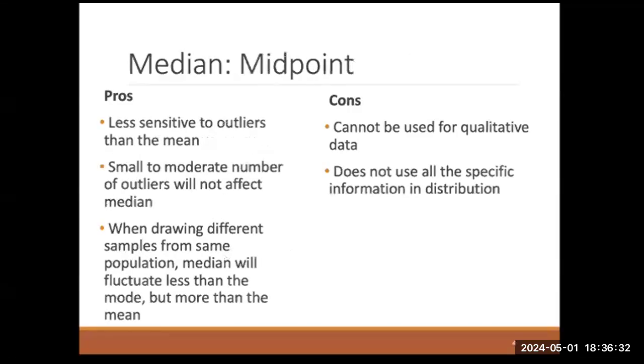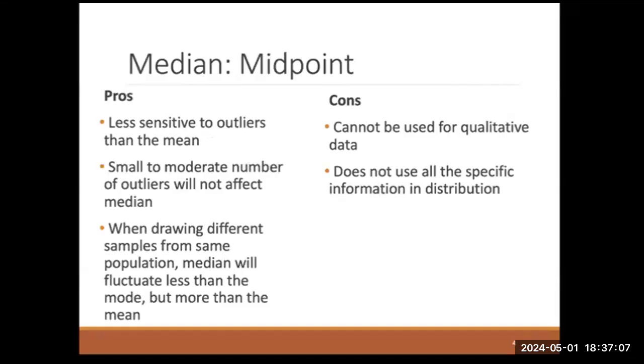The median is the midpoint. So with the midpoint, remember, you order your data and you find the middle point. Either it's literally the middle in an odd numbered set, and in an even numbered set, you take the average of the middle two numbers. The pro to the median is that it's not as sensitive to outliers as the mean is. And this is why real estate agents like to use the median instead of the mean in terms of the cost of houses. So a few outliers will not affect the median.